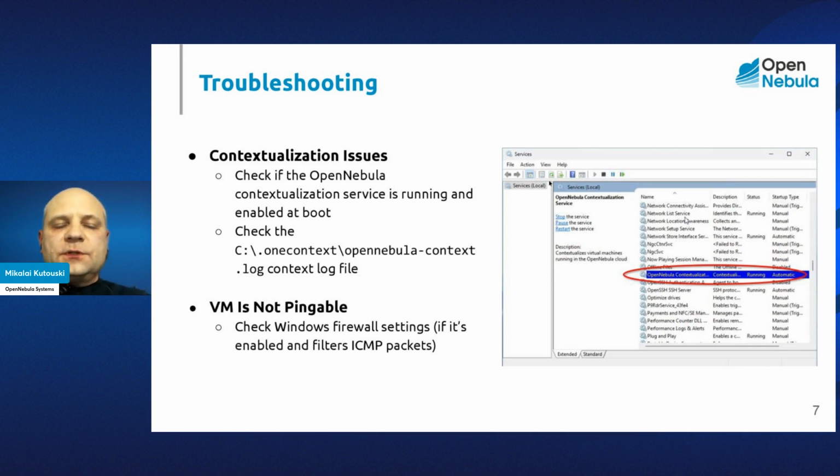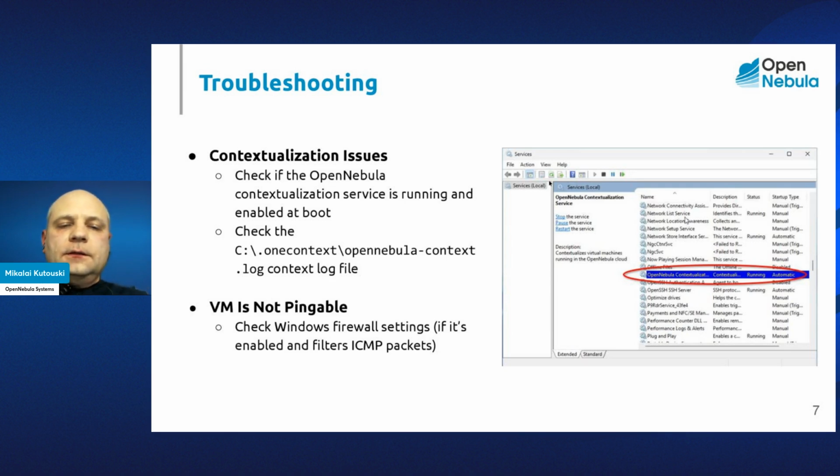And if you experience some contextualization issue, for example, network settings haven't been applied properly, or the username was not updated, the password wasn't reset, something like this, the first recommendation is to check if the OpenNebula contextualization service is up and running. You have to run services and make sure that the OpenNebula contextualization service is enabled and running. The second recommendation on that topic is to check the OpenNebula contextualization log file, which is located at that path.